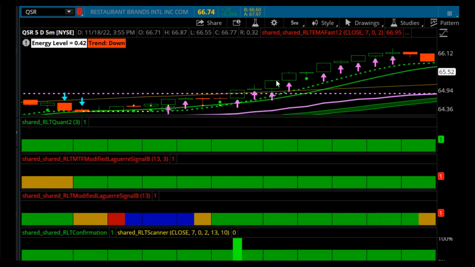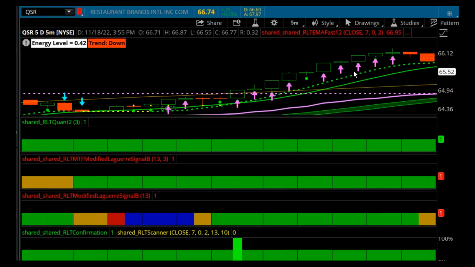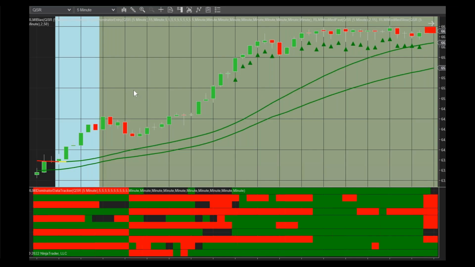That's QSR. Now, there's QSR on the daily, bullish. There it is on the 5-minute, bullish. Here it is on the Dominator system: dark green background, bullish.